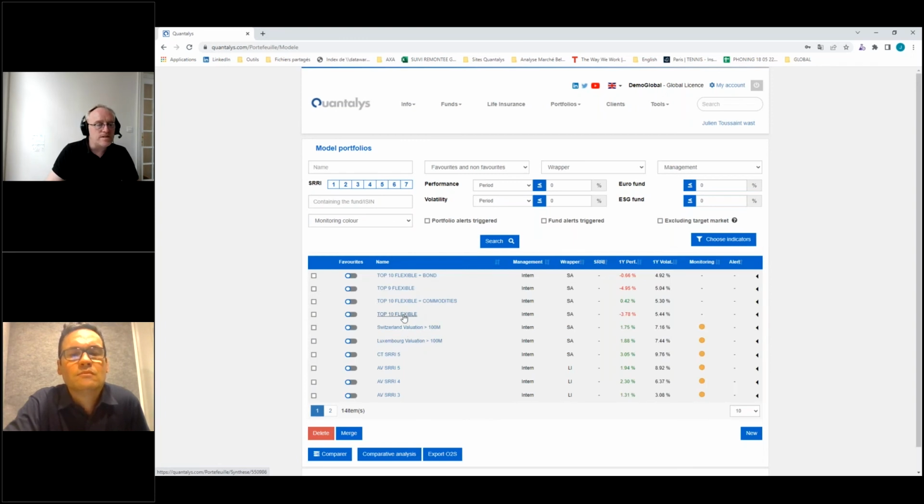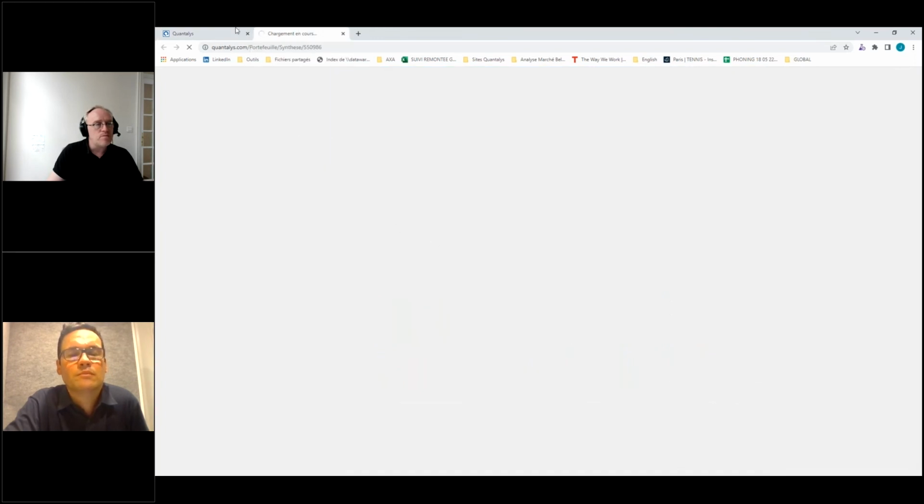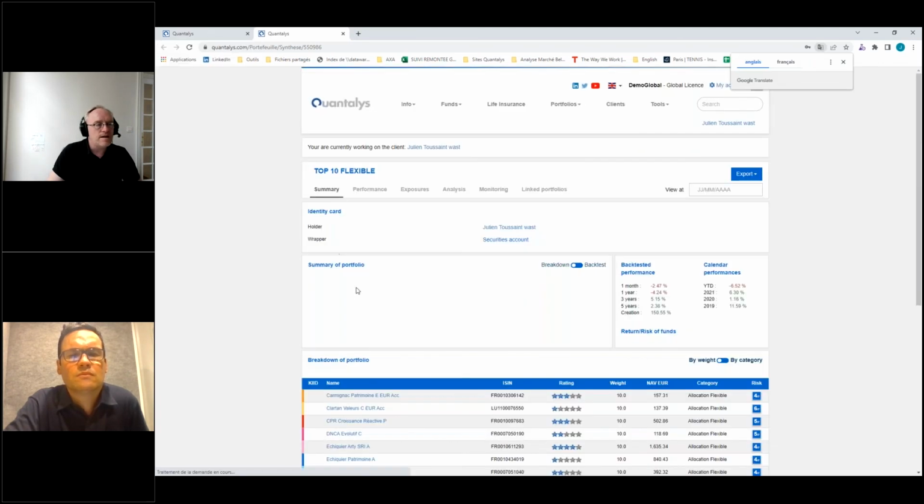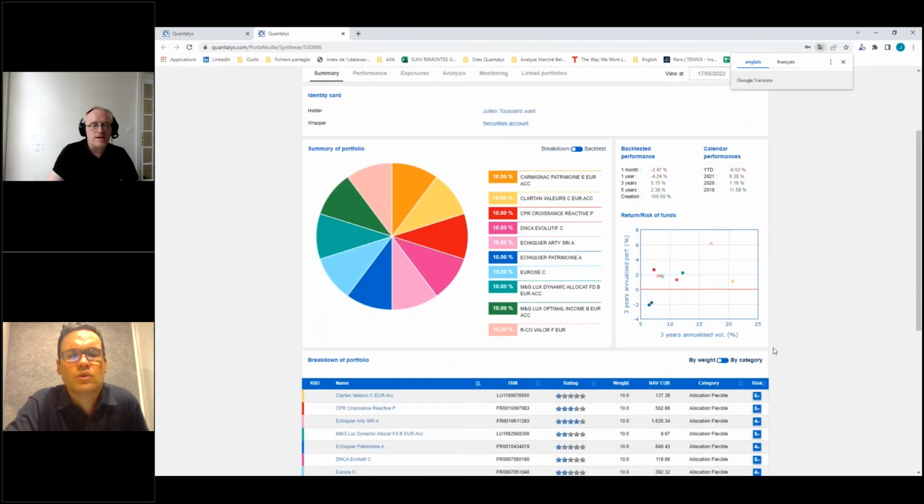Exactly. So what we did to prepare this presentation is to build a few portfolios. We have selected the top 10 flexible allocation funds and made a portfolio of equal parts of all these 10 funds. And as you will see here, you can find again these blockbusters. So I see Carmignac and MNG and Chiquier, DNCA, and so on. Exactly. And as you can see here, you have a clear vision of the role of each fund within this portfolio.